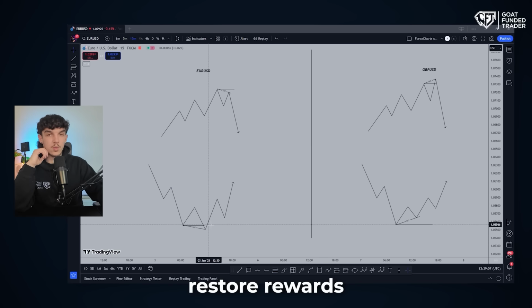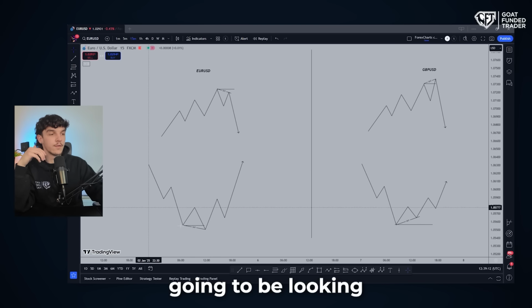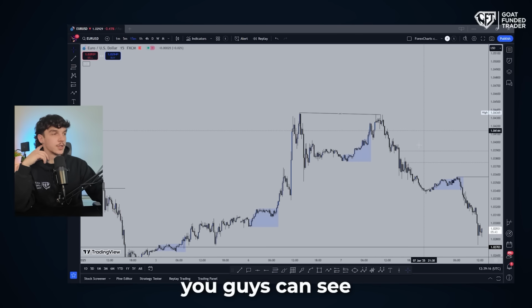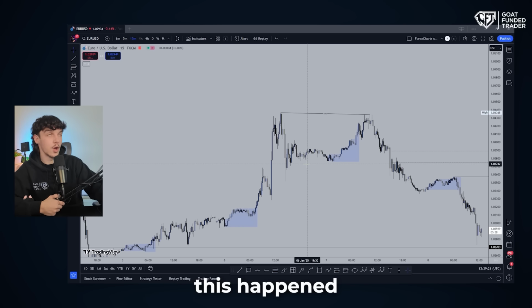So we're going to get better risk to rewards if we're trading around this low, or maybe you look for a breakout, retest, etc. But we're going to be looking for a reversal if we see this. So now we can go look at this smart money technique that you guys can see on my chart now. This literally happened yesterday. So on the day of recording, this happened on Tuesday.